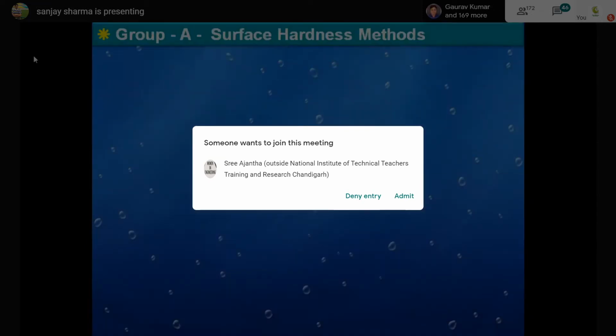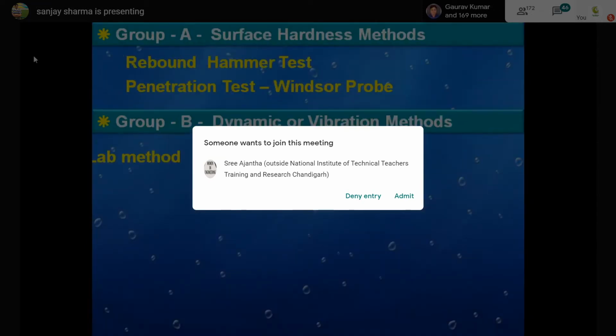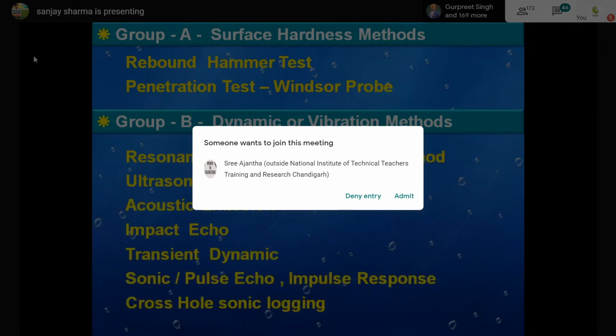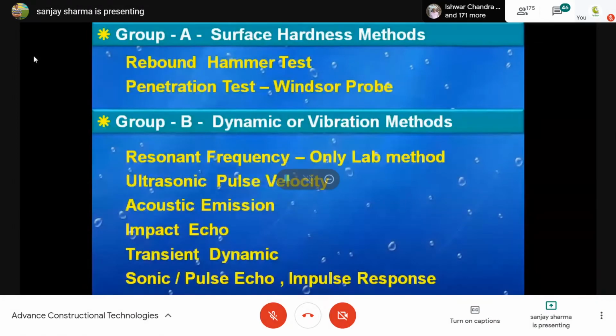So these are the things for which we generally use these equipment, and depending upon the principle of application or principle of working of these equipment, we can group them in different categories. Here I have grouped them in 5 categories. Group A consists of surface hardness methods, in which the commonly used one is the rebound hammer test, which we always know. Another test is the Windsor probe test, which comes under this category.